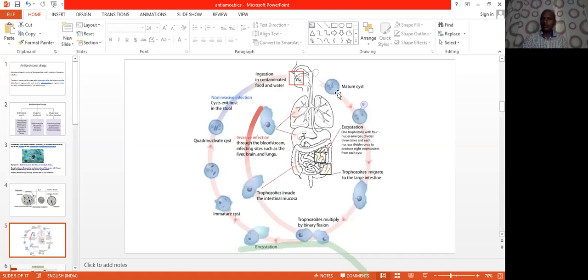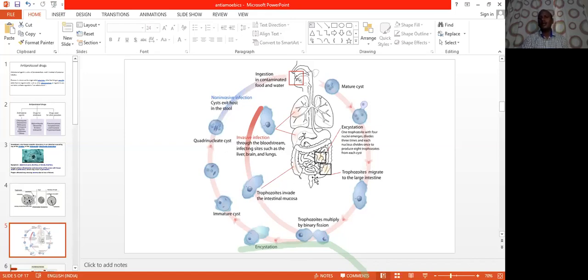So the first step in the life cycle is that the mature cyst will be converted into trophozoites, then they undergo binary fission, and you have trophozoites which can invade other organs, and trophozoites which will be released into the stools and then get converted into mature cysts. So this is the life cycle.